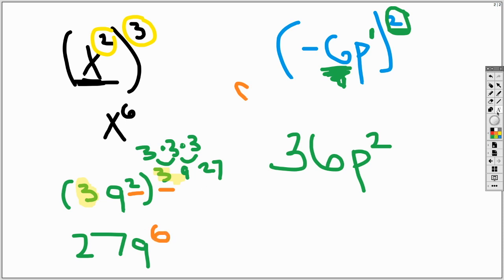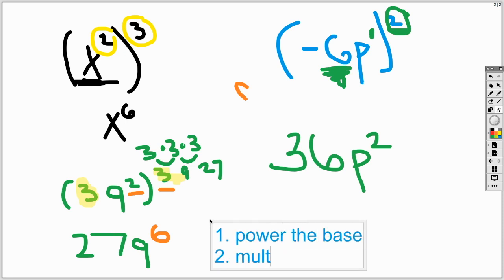So basically, whenever you get a scenario where you have to multiply something by an exponent, you would power the base, and you would multiply the exponent.